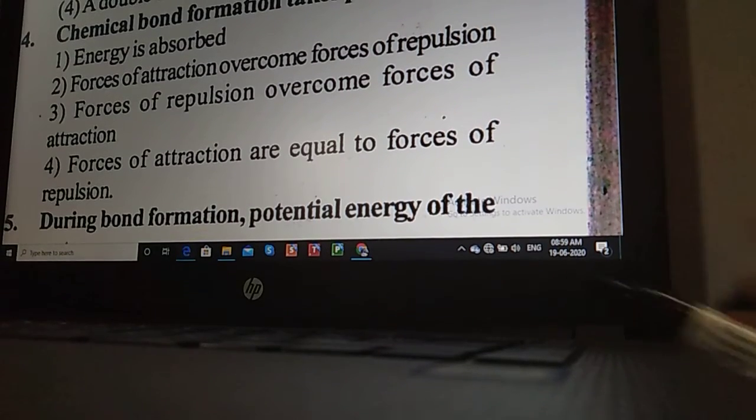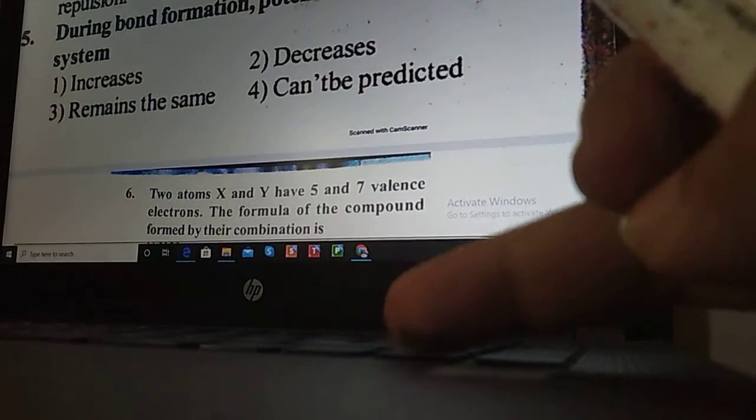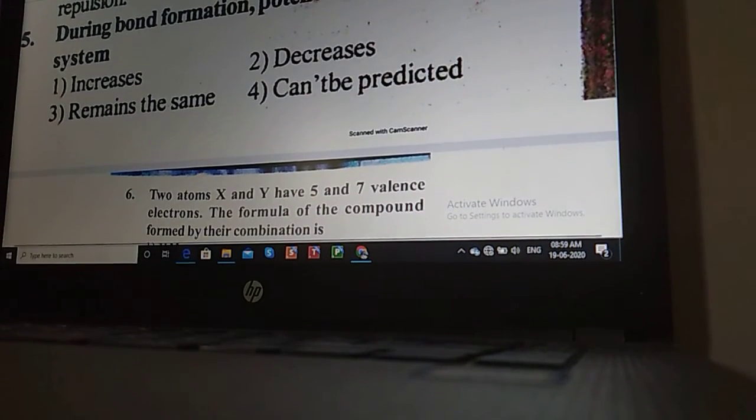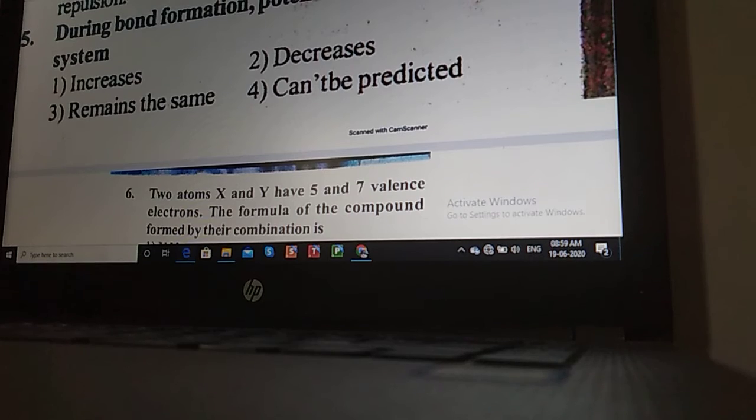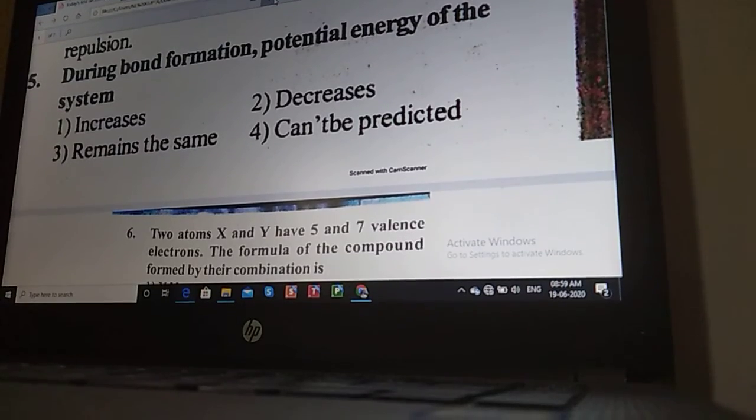Now let us move on, student, to the next question. So next is question number 5. What is question number 5? During bond formation, the potential energy of the system increases, decreases, remains the same, or can't be predicted. Dear student, when the bond formation takes place, potential energy always decreases.